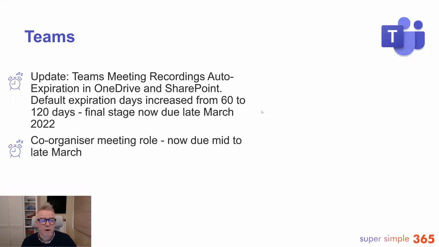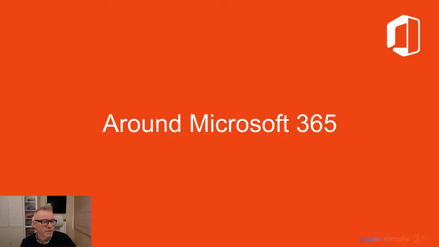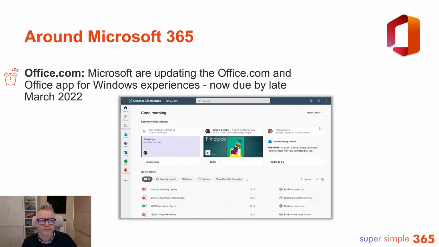So when you create a meeting, go into your meeting options, look out for that little drop down so you can add people as co-organisers. Okay, so what else do we have from around Microsoft 365?